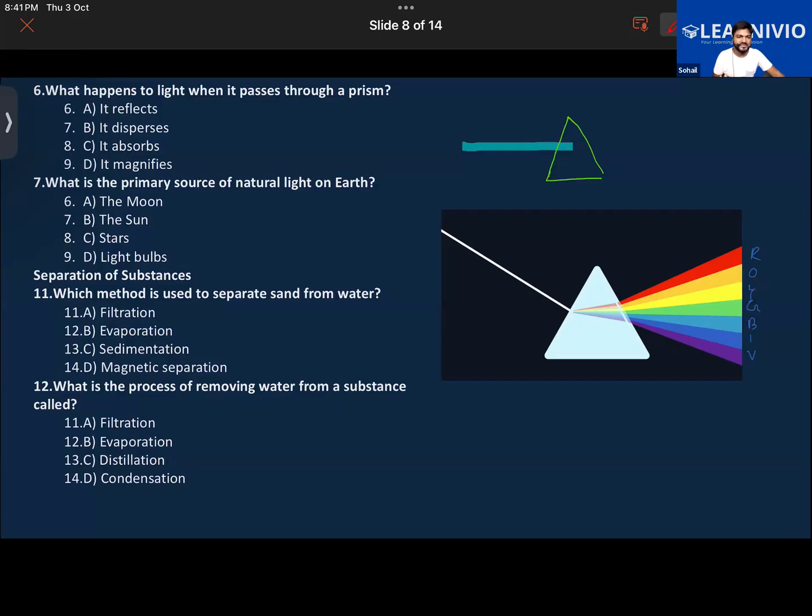So the light will be splitting here. That is called dispersion of light. This phenomenon of splitting of white light into its component colors is called dispersion of light.